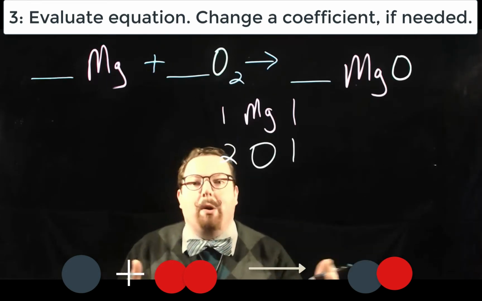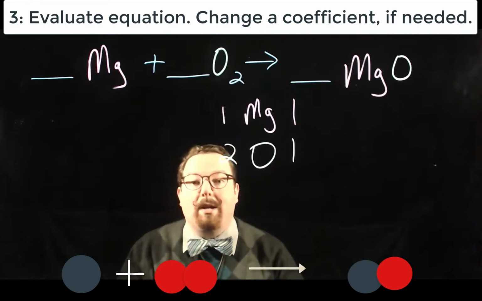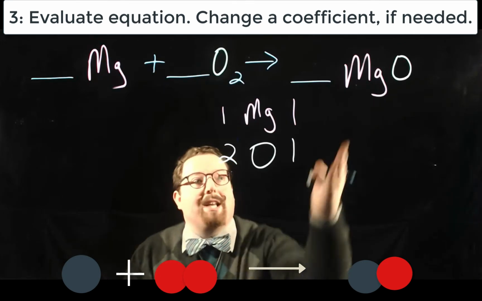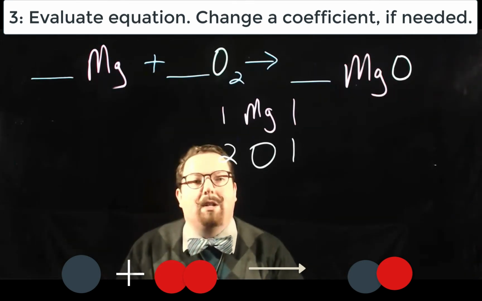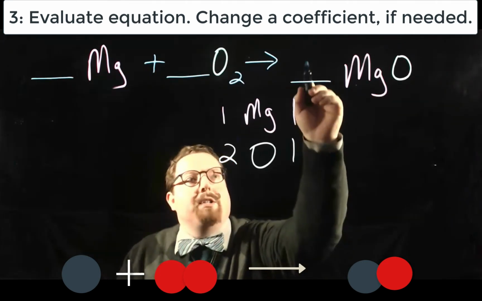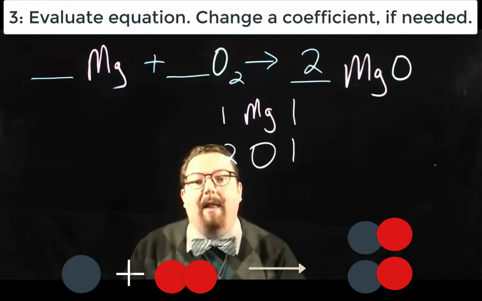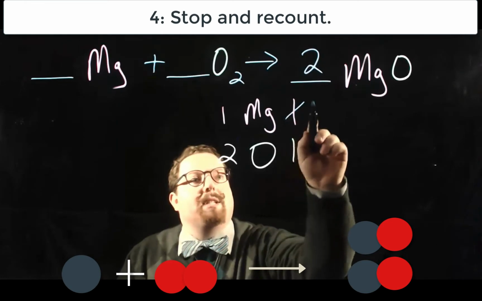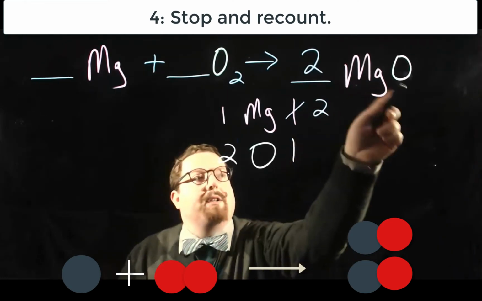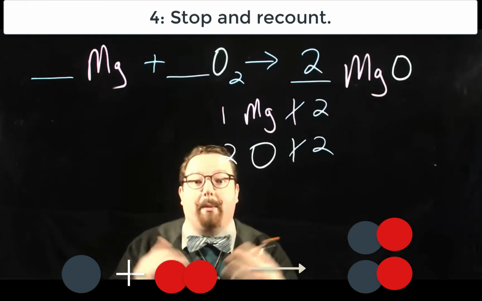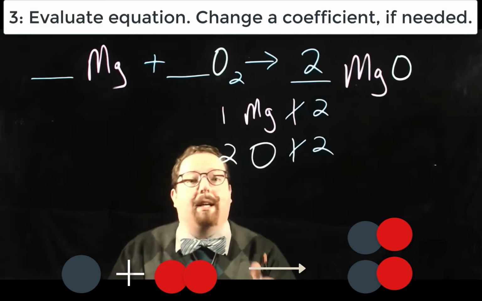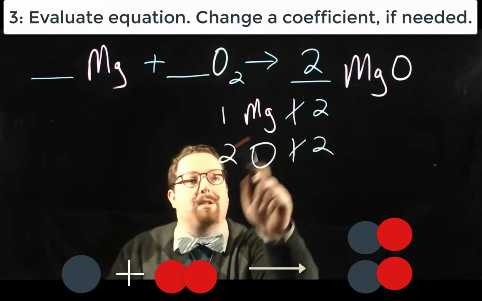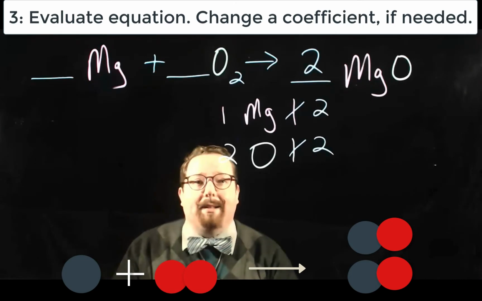So we need to change a coefficient up here on the right side of our equation. The only coefficient we have changed is the one before the MgO. So if we want 2 O's, we put a 2 up here, and then we stop and recount. So that gives us now there's 2 Mg's, and now there's 2 O's. So now we go back. Step 3, again, are we balanced? 1 and 2, 2 and 2. Well, the magnesium's not balanced now.